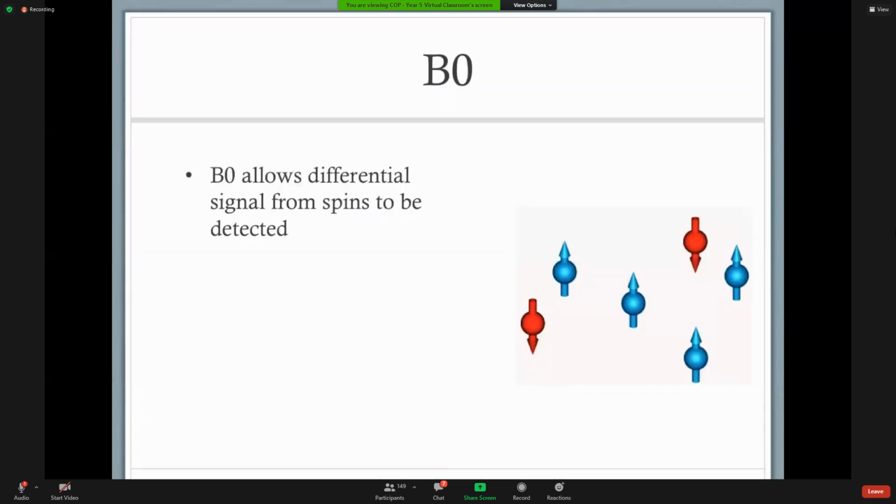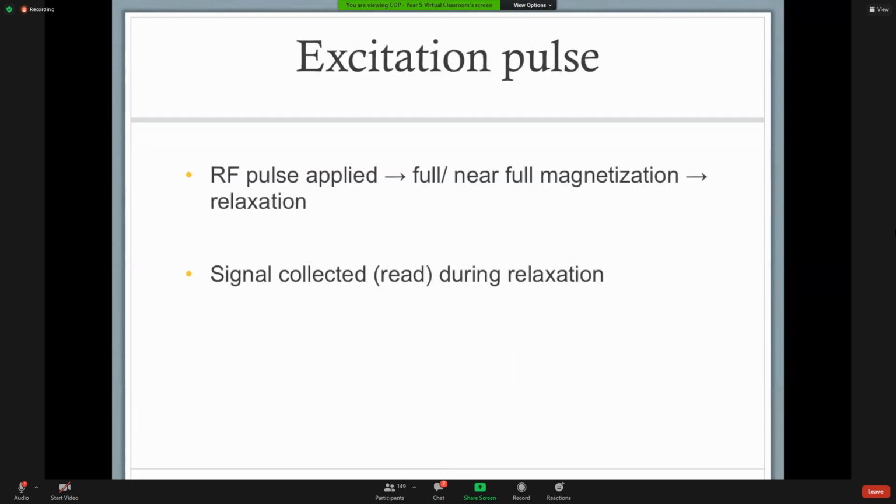So B0 will allow this differential signal from spins to be detected at baseline. But then we apply a pulse to excite them. And by exciting them, we give them the ability to be near to full magnetization. And then when they relax, when they go back to their relaxation status, this is when I start collecting the signal. So we collect actually during the relaxation, meaning the spin is actually now going back to its relaxed state.